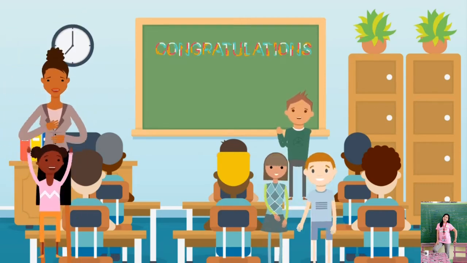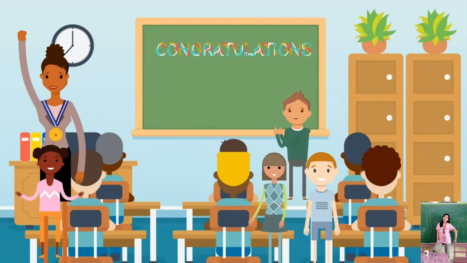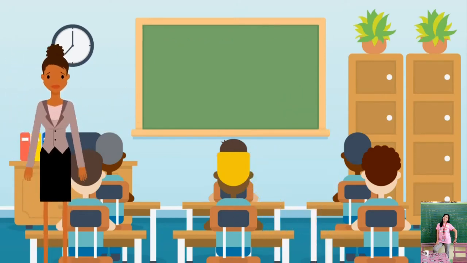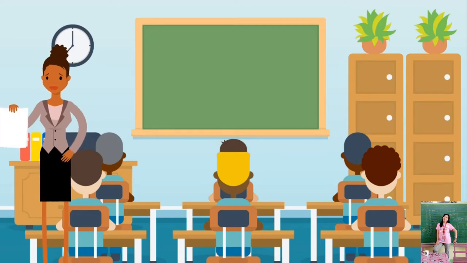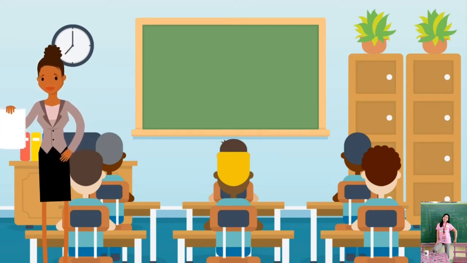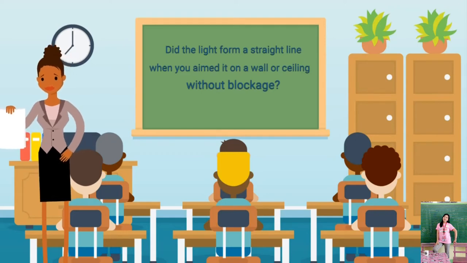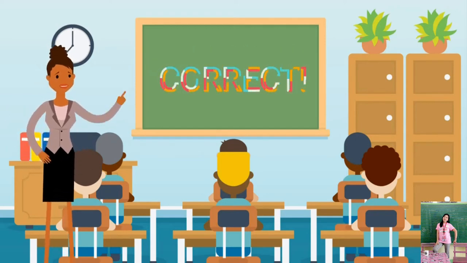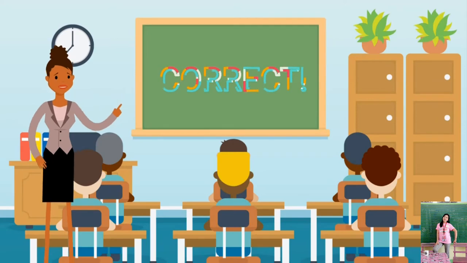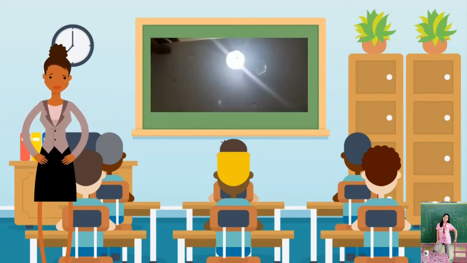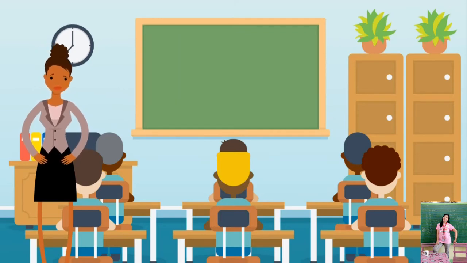Okay, I'm proud of the way you worked today, kids. Congratulations for the job well done. Let's now go over to the activity you just have done. Did the light form a straight line when you aimed it on the wall or ceiling without blockage? Your answer is correct. Yes, the light forms a straight line when you aim the flashlight on the wall or ceiling without blockage in its path.